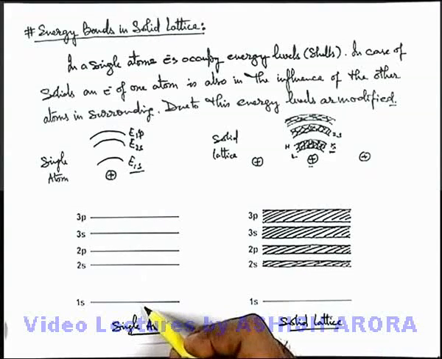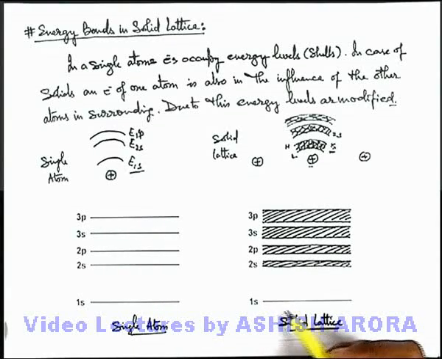Here you can see that the 1s orbital corresponds to a very thin energy band, or almost like an energy level, because 1s is so close to a nucleus that the effect of surrounding nuclei on this electron, which is in the 1s orbital, is almost negligible. So it won't get very much modified.